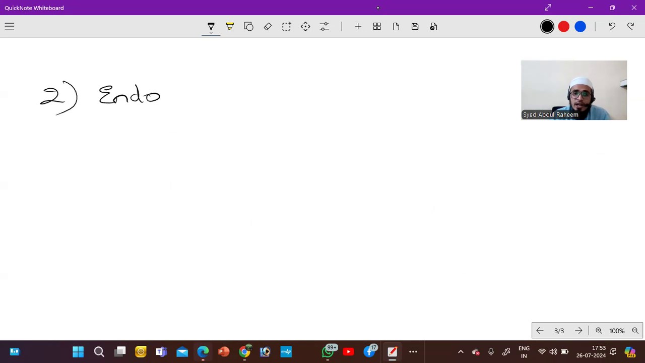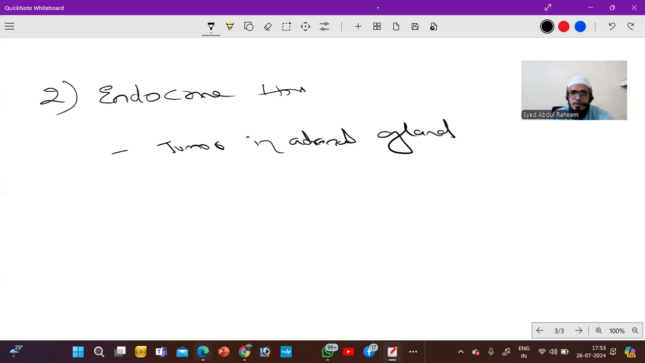The second reason is endocrine hypertension, the hypertension due to the endocrine system. What may be the reasons, we will discuss in detail here. One is any tumor in the adrenal medulla or any issue in the adrenal gland. And second is the excess release of aldosterone, hyperaldosteronism. Aldosterone is a hormone produced by the adrenal gland, adrenal cortex mostly.